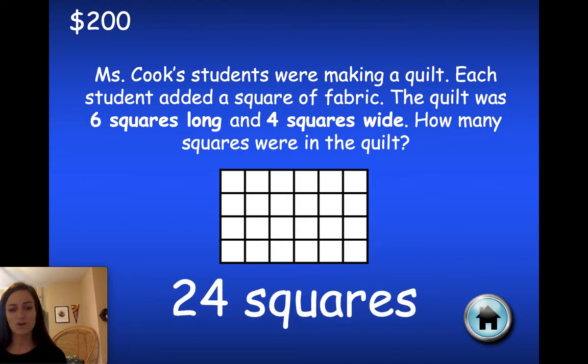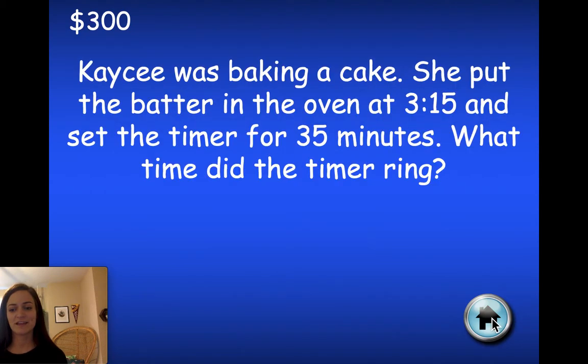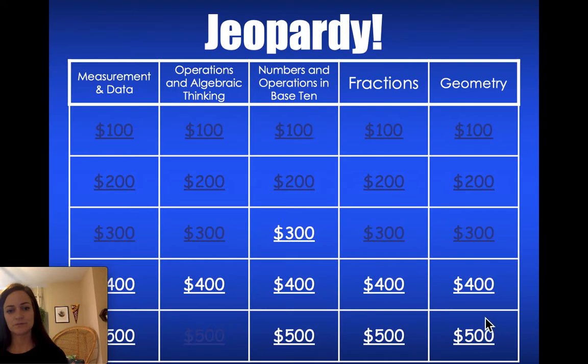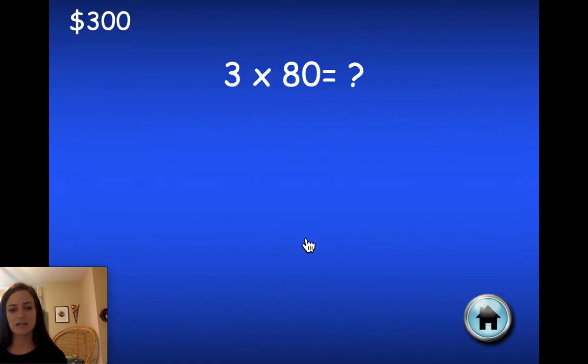Good, 24 squares is your answer. If you got that correct, you're going to go ahead and give yourself $200. All right, oops. Okay, let's do another one. Let's do numbers and operations in base 10. 3 times 80. So we learned a cool trick for this. Hopefully you remember it. What is 3 times 80? Go.